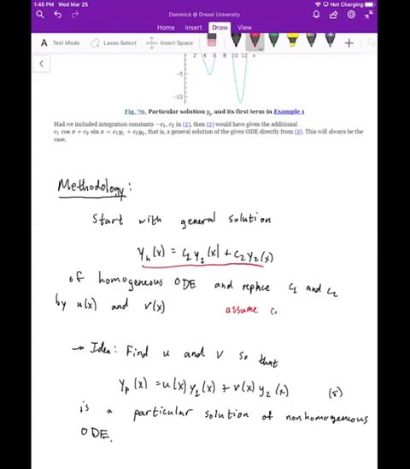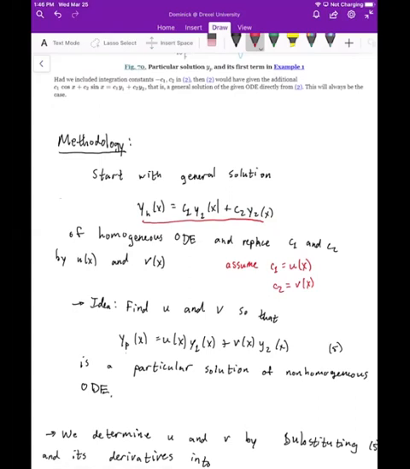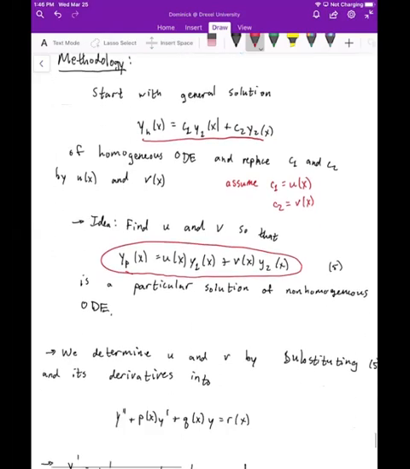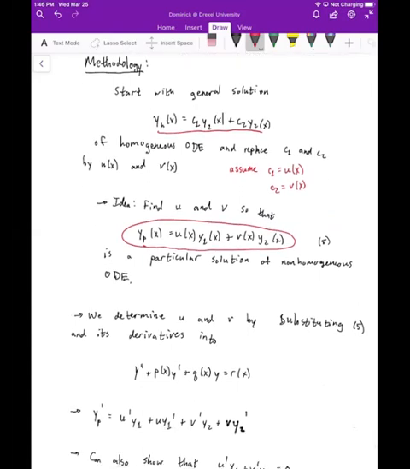C1 is some function of X, which we're going to call U of X, and C2 is some function of X, which we're going to call V of X. So the idea is that you're going to find U and V such that your particular solution is of this form. Of course, for the non-homogeneous ODE, right? So what we're going to do is we're going to look at equation 5 here, and we're going to substitute its derivatives into our ODE.